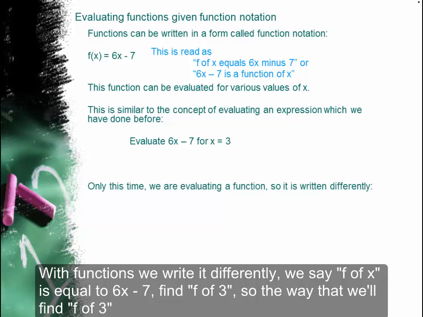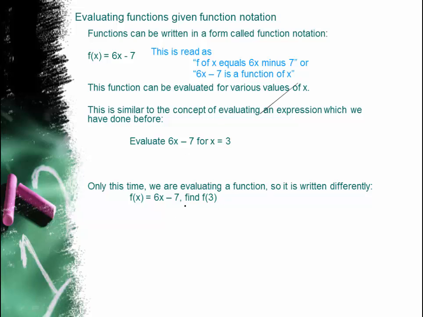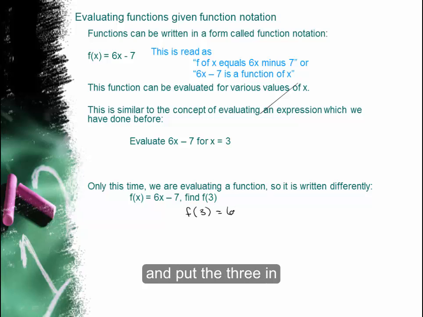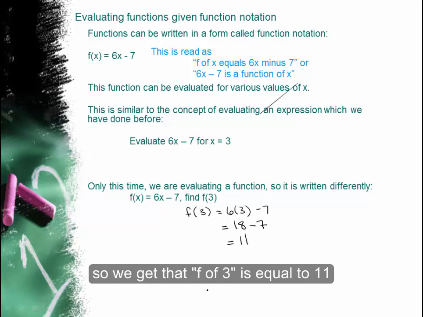Well, with functions, we write it differently. We say f of x is equal to 6x minus 7, find f of 3. And so the way that we'll find f of 3 is we'll take the x out and put the 3 in. Once we've plugged in 3, we multiply, and we get 18 minus 7. So we get that f of 3 is equal to 11.